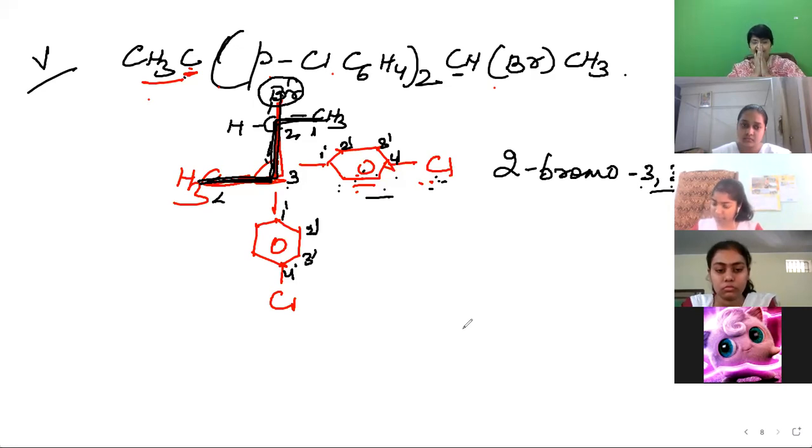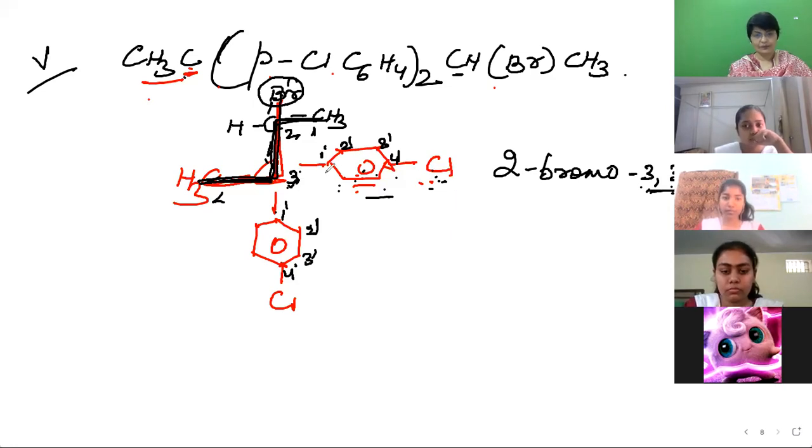It's a very clear picture, right? You can understand here where those substituents are. Both of them are present on third. Three comma three, di, four chlorophenyl. Okay? And this is your butane. Right? Clear? Yes, ma'am.